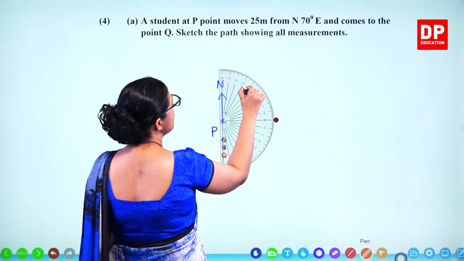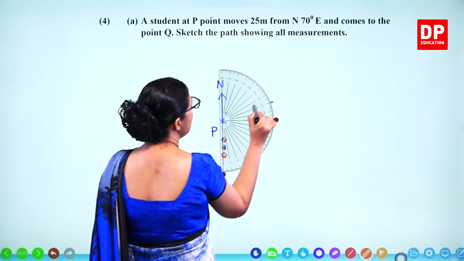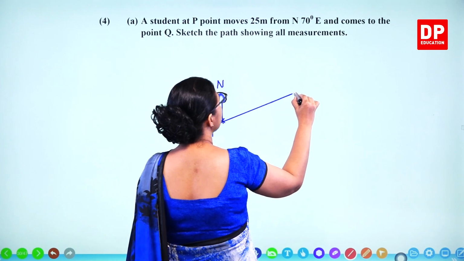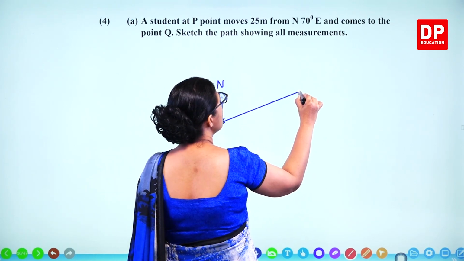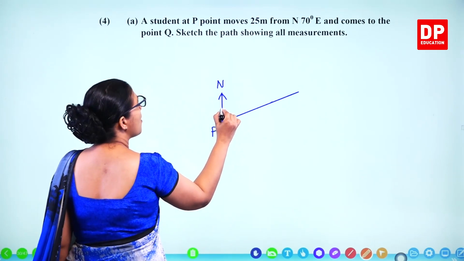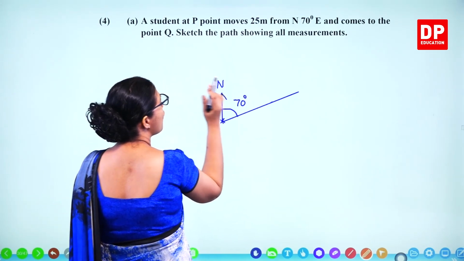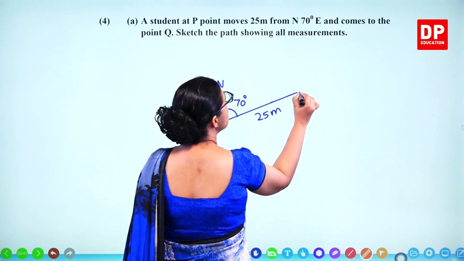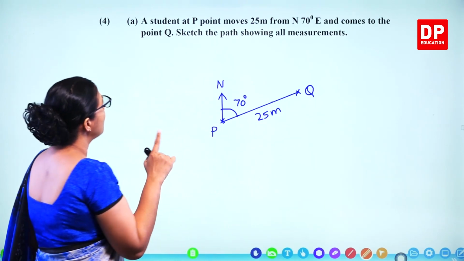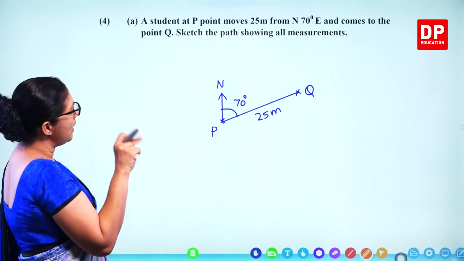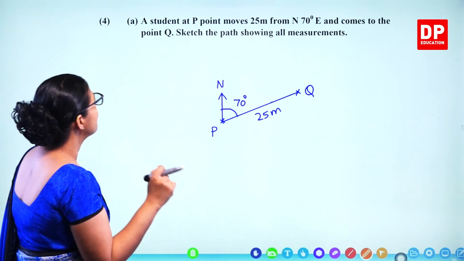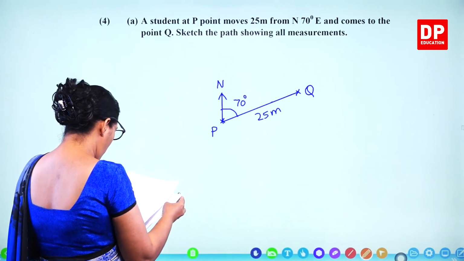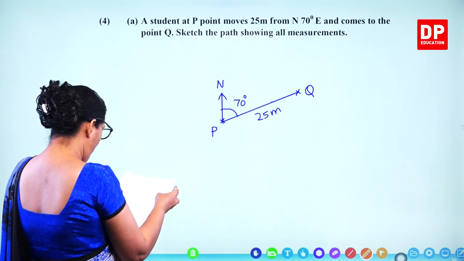1, 10, 20, 30, 40, 50, 60, 70 here. So 70 degrees to this side. 25 meters. So you have to take a scale. So I'm not going to do that. This is 70 degrees from north to east side. This is 25 meters away. That's the point Q. So you have to show the length as well as the angle. So how many marks for that? You are getting 2 marks for that.